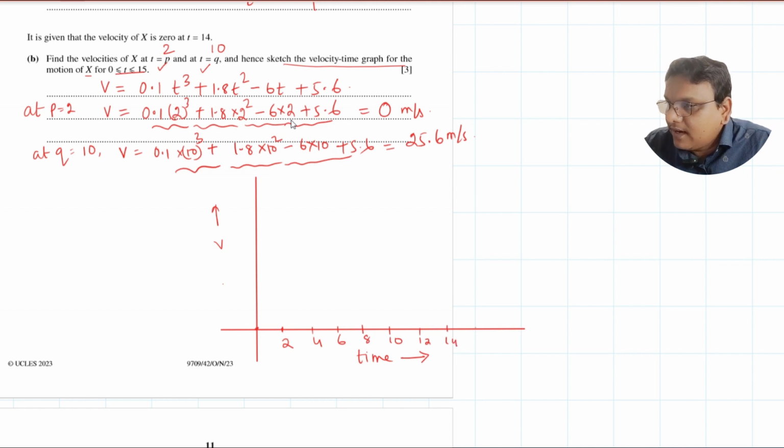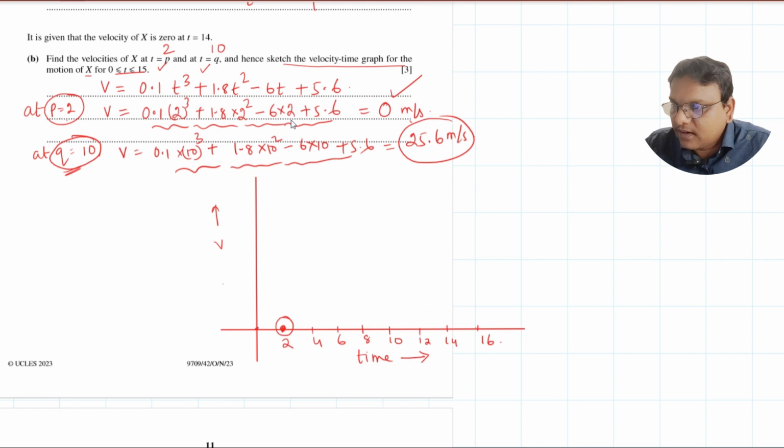Now try to understand this. When t is equal to 2, your velocity becomes 0. That means this is the coordinate we got when t equals 2 and v equals 0. So this is one value I'm getting. When t equals 10, that is time 10 seconds, we got 25.6. So for example, I'm taking this value as 25.6. That means at 10 seconds your velocity or speed is this one, right?